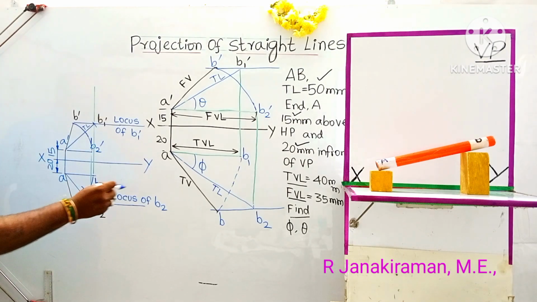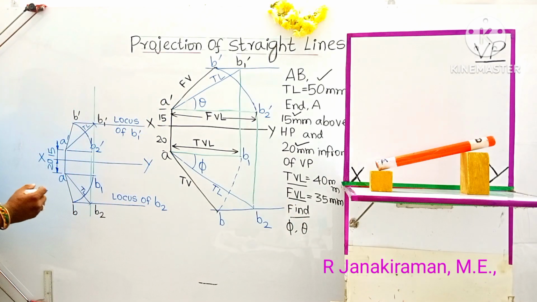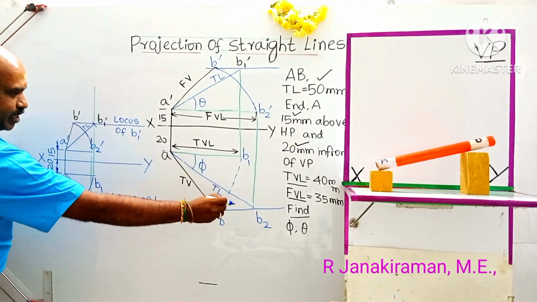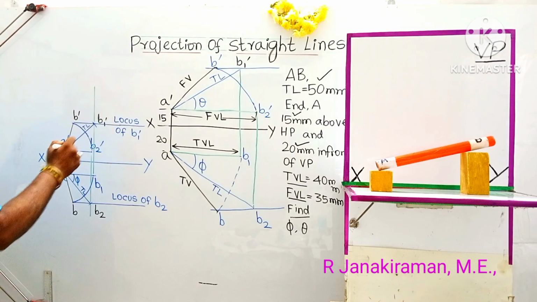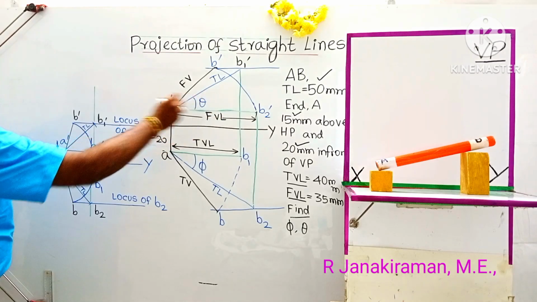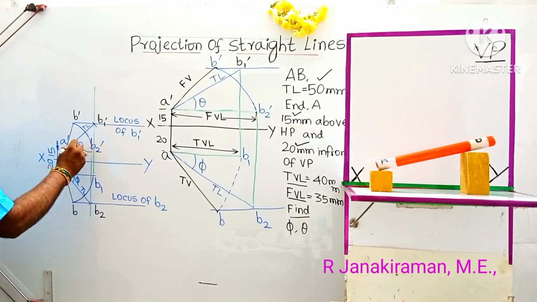Okay. Now what is asked in the question? True inclination with VP is phi. This is that angle, AB2. This angle is phi. You have to measure it from the diagram. Next, theta is true inclination with HP. It comes above the XY line. That is A dash B1 dash. A dash B1 dash. This angle is theta.